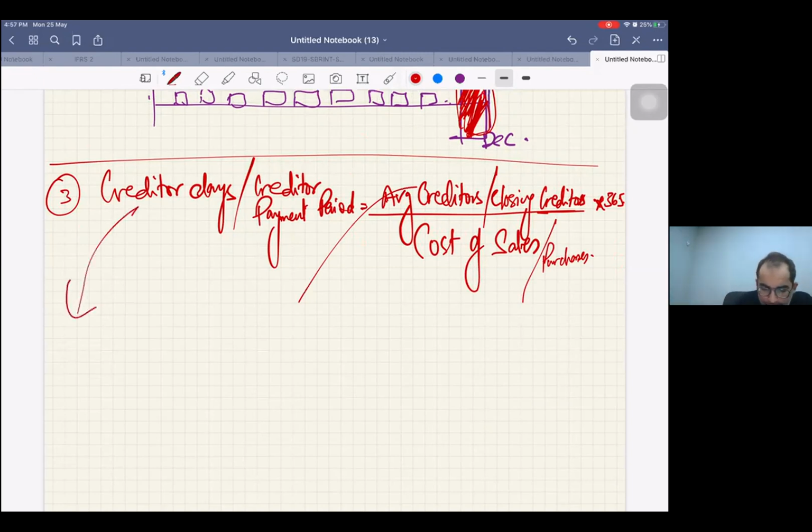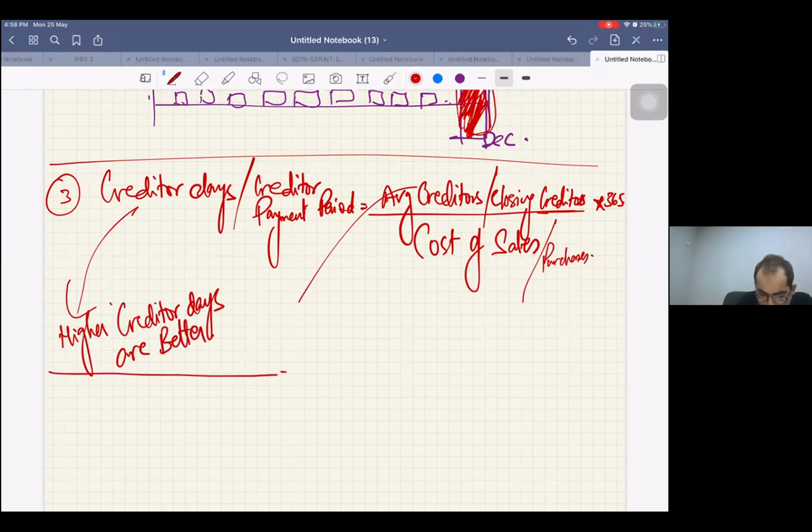So higher creditor days are better, but don't increase them forcefully.